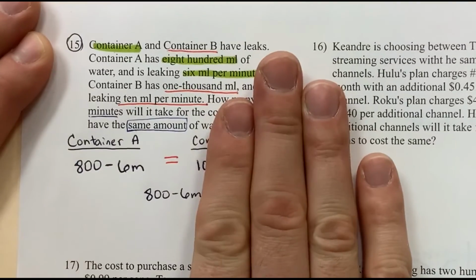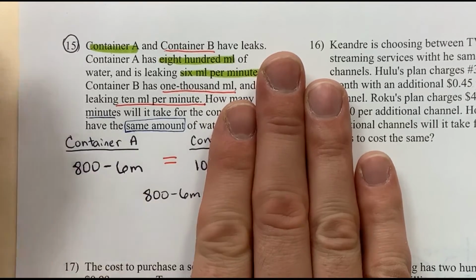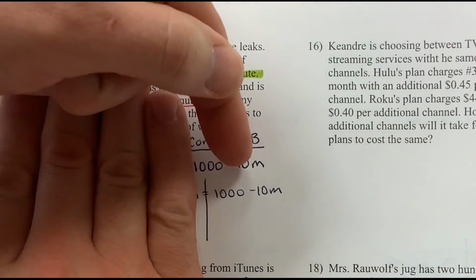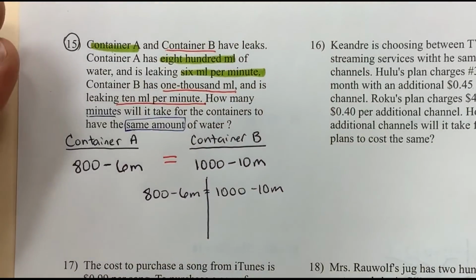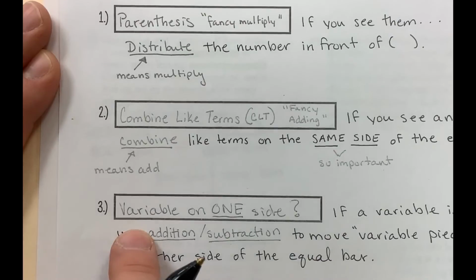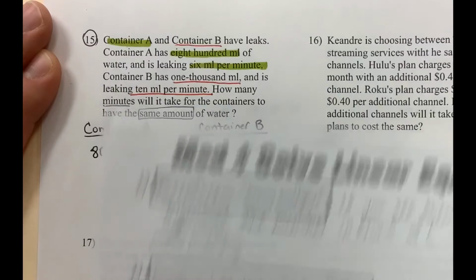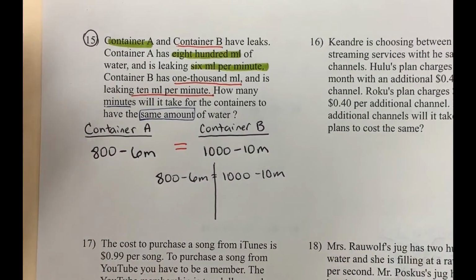Equal sign on the left side. 800 has no variable, 6 has a variable, can't combine it. On the right side, 1,000, no variable, 10 variable, I can't combine anything. Look at that, life is super easy. I don't have to do step number 2. 3, get your variable on one side using addition or subtraction. Well, I do have a variable on 2 sides, which is a no-no, so let's see if I did right, left, I'll do right again.